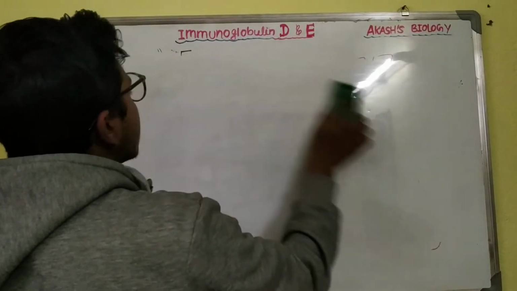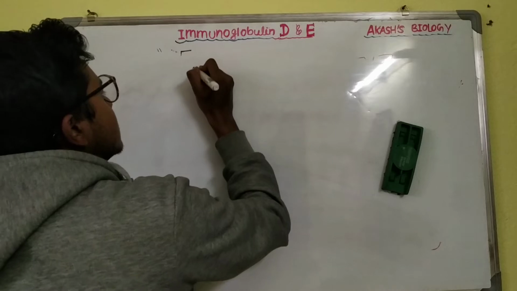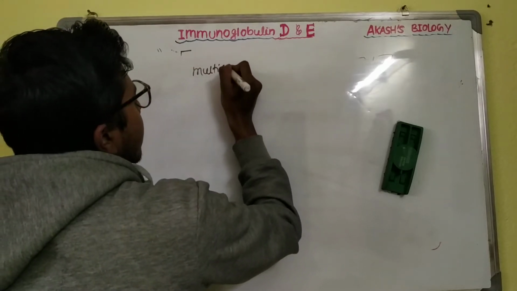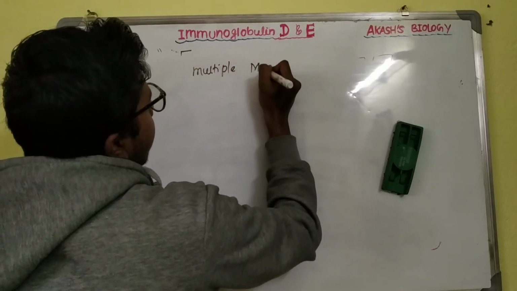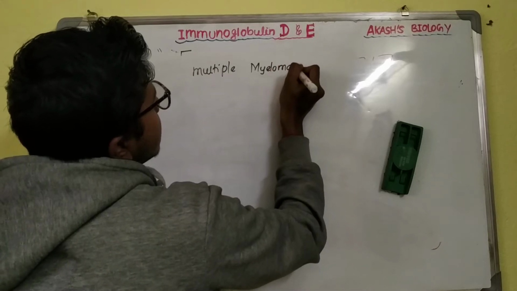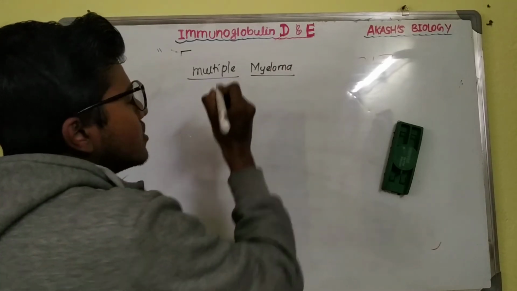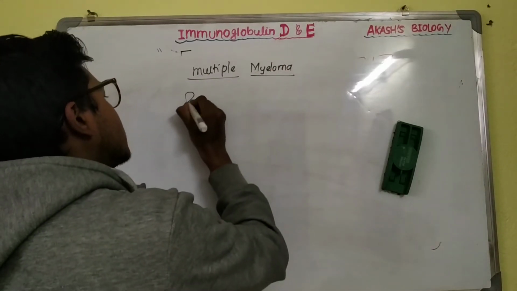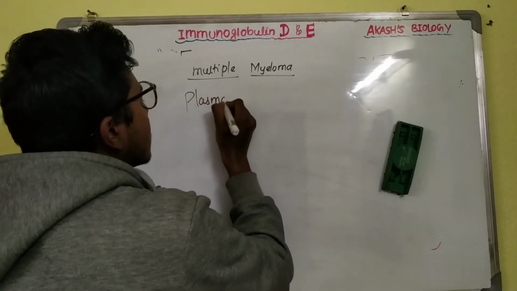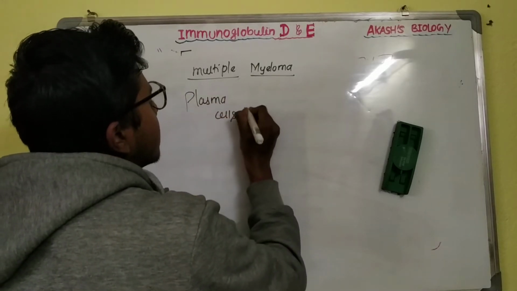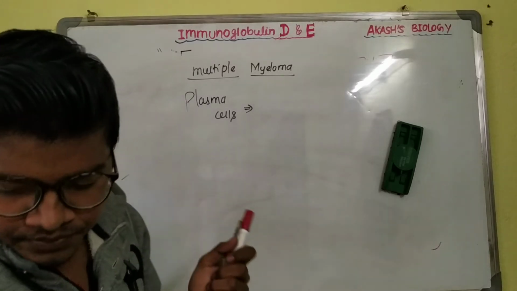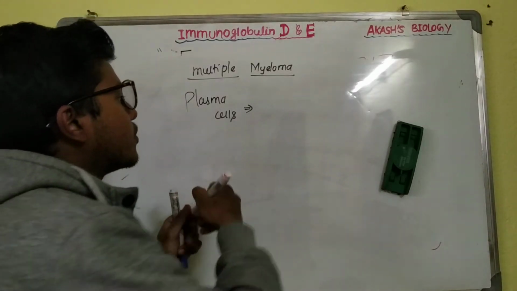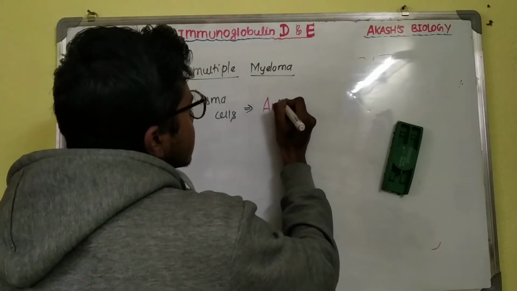There is a disease called multiple myeloma. Multiple myeloma is a disease in which there is what? Cancer or a tumor of the plasma cells. There is a tumor of plasma cells of the body. And what is the main function of a plasma cell? It is to produce what? Antibodies.